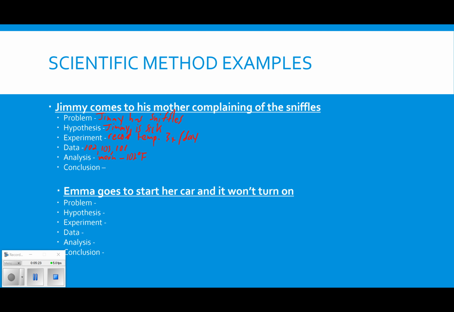A temperature of 102 Fahrenheit means he has a fever. So Jimmy has a fever and is sick. And this is supported by the data that we collected from our experiment of recording his temperature 3 times per day.